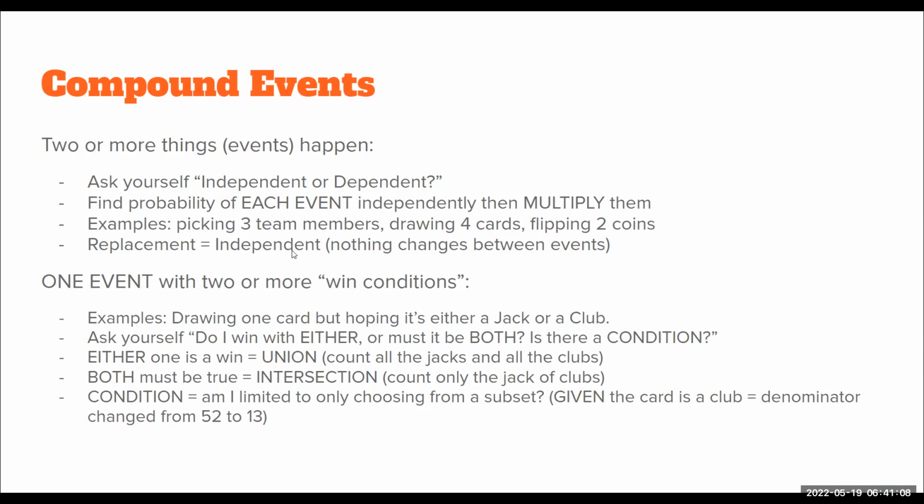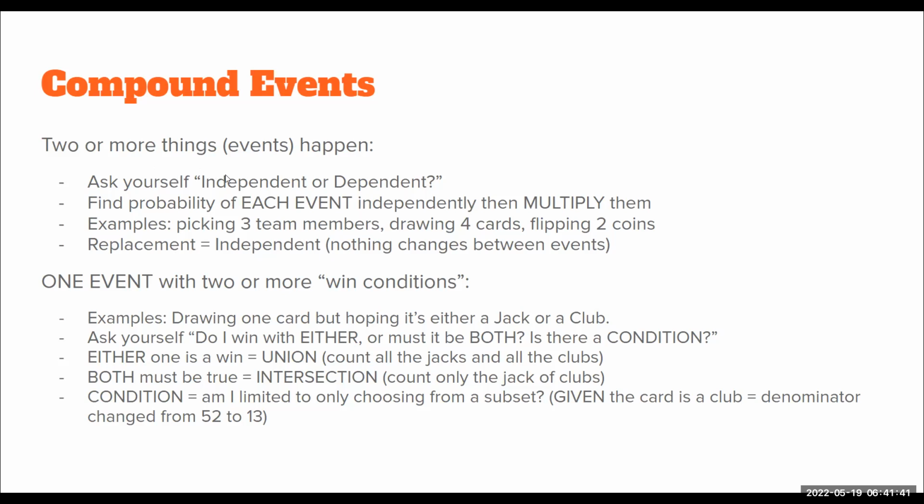Examples are flipping coins, or drawing something out of a bag but then putting it back. That's replacement. If you replace the object between draws, it is independent. If there is no replacement, if you pull something out like a bingo number and then don't put it back, then that is dependent because you've reduced the number of possibilities for the next event.